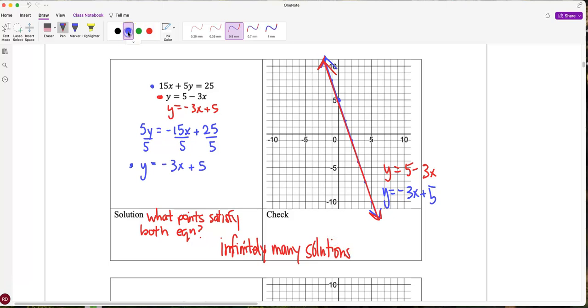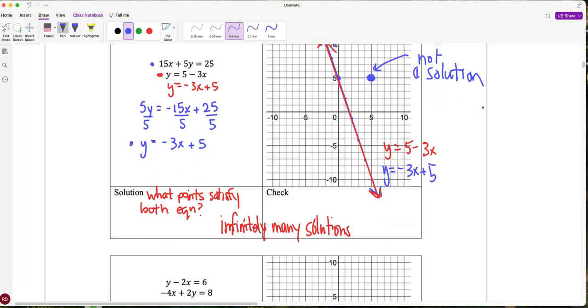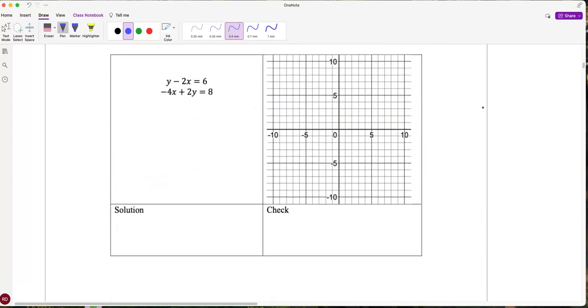Now I can tell you right up front, 5, 5, that point is not a solution. I know it's not a solution because it doesn't lie on the line. It has to be a point on the line, okay? How many points are on that line? They're infinite. So it doesn't mean the answer is any number in the world. It means there are infinitely many solutions, but they all lie on that line, okay? So that's one thing that can happen. So the previous two problems, they intersected at one point. Here, they were identical.